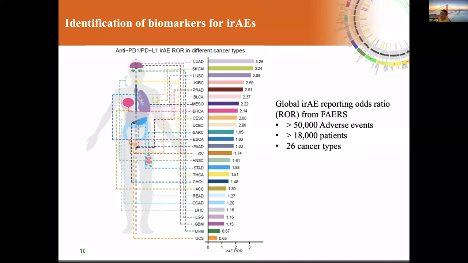So basically, we use an alternative strategy. Here, we obtain the reporting odds ratio for the irAEs from a database named FAERS. It's the FDA Adverse Event Reporting System. It belongs to what we call real world data. So in this database, in this data portal, there are more than 50,000 adverse events recorded, covering more than 18,000 patients, spanning over 26 cancer types. You can see that this is a large number of patients recorded here. It's much larger than any individual patient cohort.